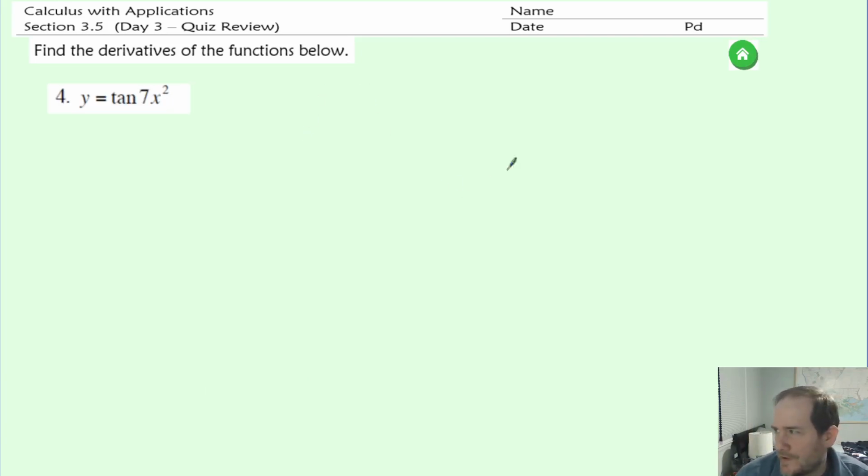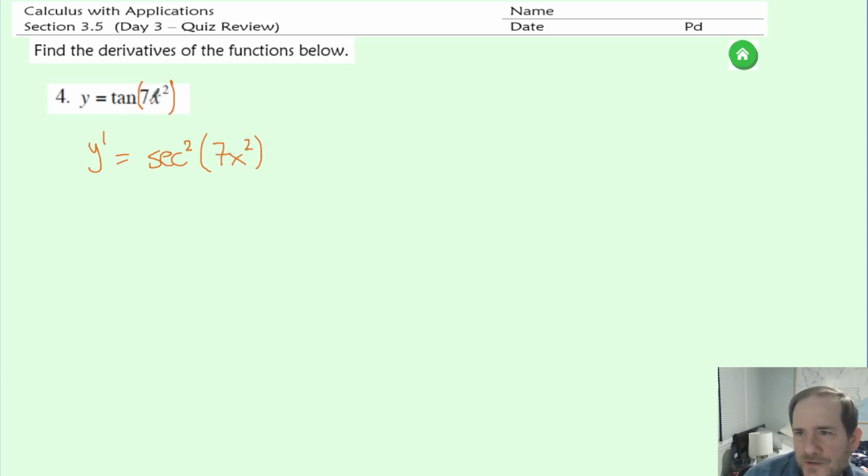Okay, so 4 is just a good old chain rule problem. Again, the implied parentheses are here. So your outer function is tan. So your derivative will be the derivative of tangent, which is secant squared. Oh my gosh. Secant squared. Keep that same input of 7x squared.